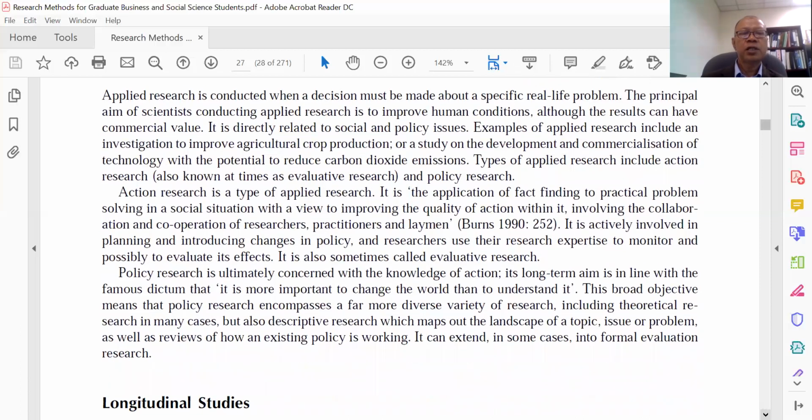Policy research is concerned with the knowledge of action. Its long-term aim is in line with the famous dictum: it is more important to change the world than to understand it. This broad objective means that policy research encompasses a far more diverse variety of research, including theoretical research in many cases, but also descriptive research, which maps out the landscape of the topic, issue, or problem.